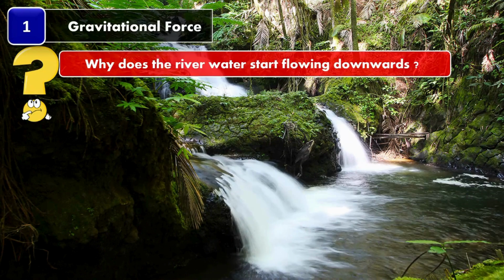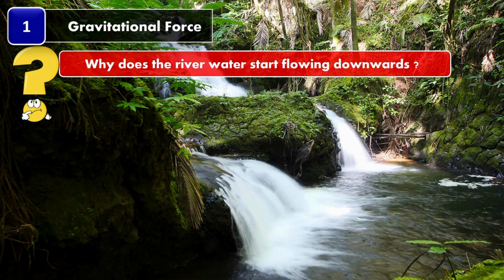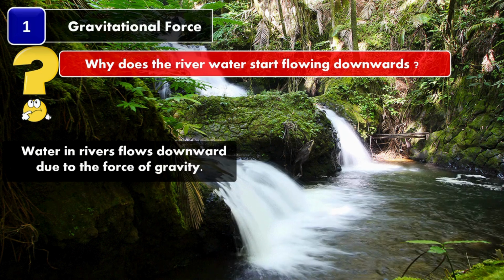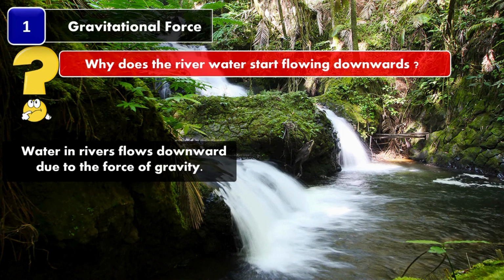Why does river water flow downwards? Water in rivers flows downward due to the force of gravity.